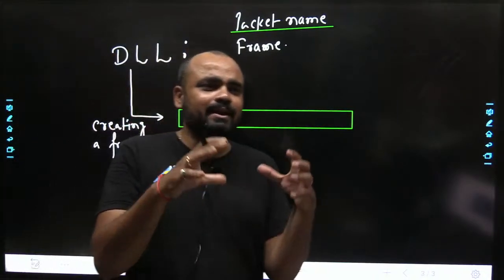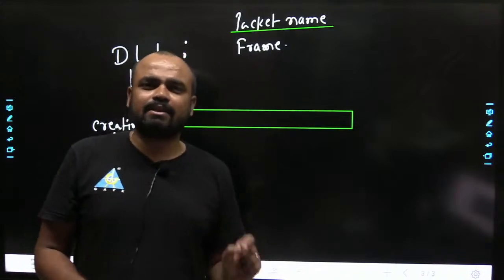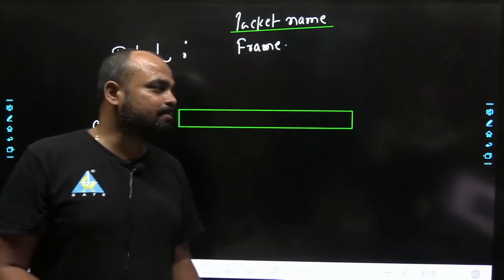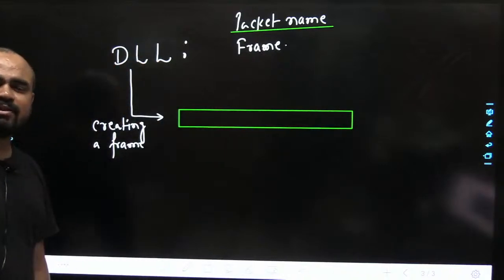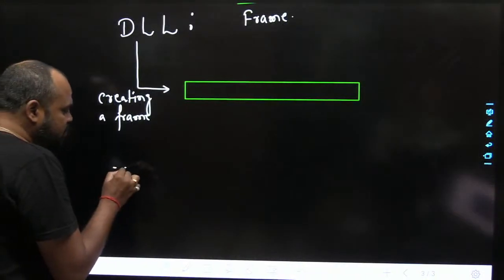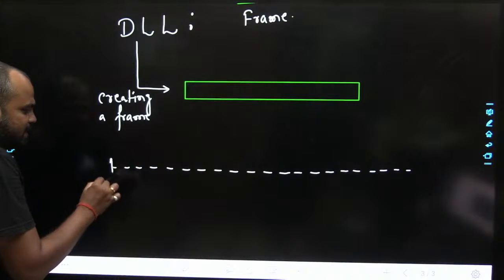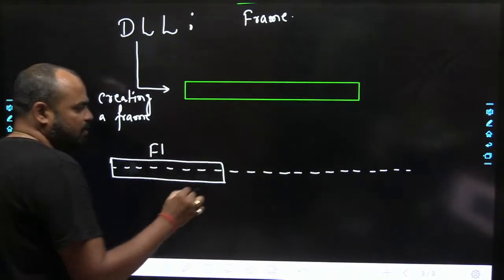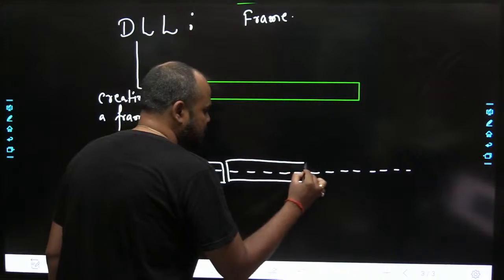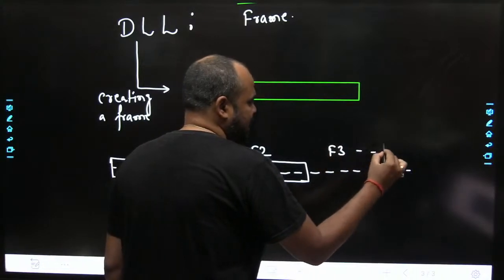See, in computer science, everything is represented in the form of binary. Every data can be represented in the form of binary. So whenever you are creating a frame, inside this packet there will be a sequence of bits. Yes or no? So suppose you have this much sequence of bits. Please try to understand. From here to here, these bits are representing the first frame, the frame number one. From here to here, these bits are representing the second frame, the frame number two. And onwards, these are representing frame number three and so on.